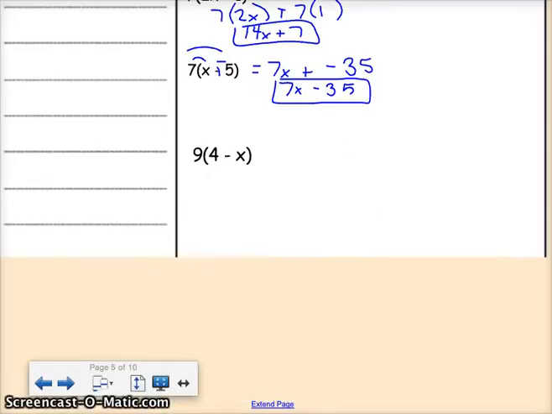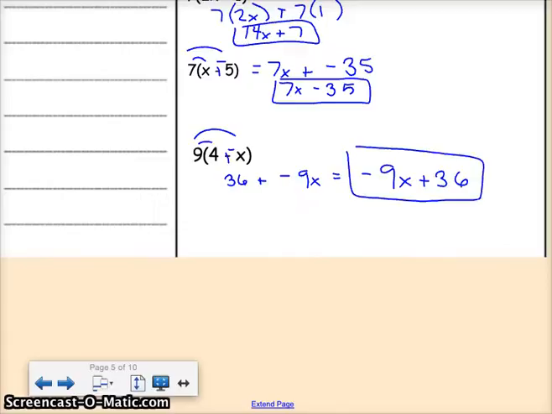Again, I'm going to plus a negative, distribute. 9 times 4 is 36, plus 9 times a negative x would just be negative 9x. Hey, guess what I can use now? The commutative property, and I can get my x term first. So now it will be negative 9x plus 36. And that is my final expression. Not equation, it's an expression, because it doesn't have an equal sign.